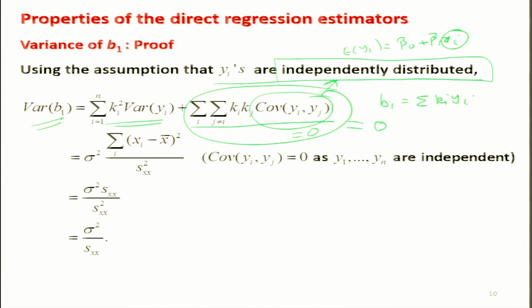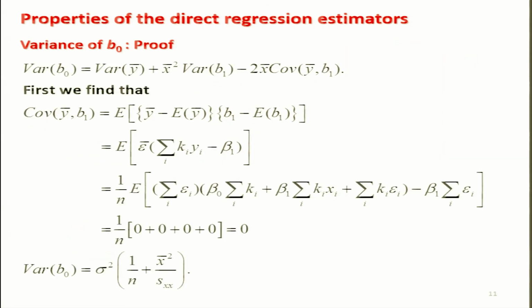So, the variance of B1 comes out to be simply summation k_i square, with i going from 1 to n, and the variance of yi is fixed, sigma square. So, this variance comes out to be sigma square times summation k_i square. If you try to simplify it, this quantity is nothing but your Sxx. So, one Sxx gets cancelled out, and you get the variance of B1 as sigma square upon Sxx. So, you can see it is not difficult.